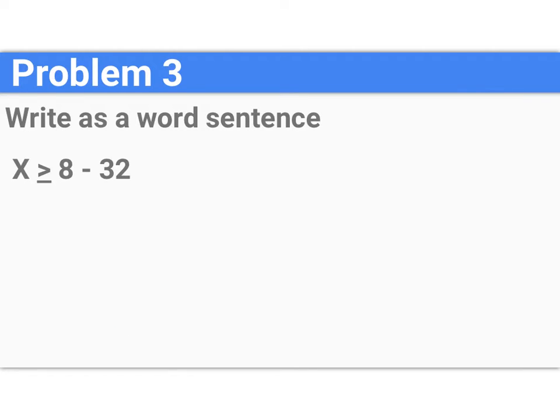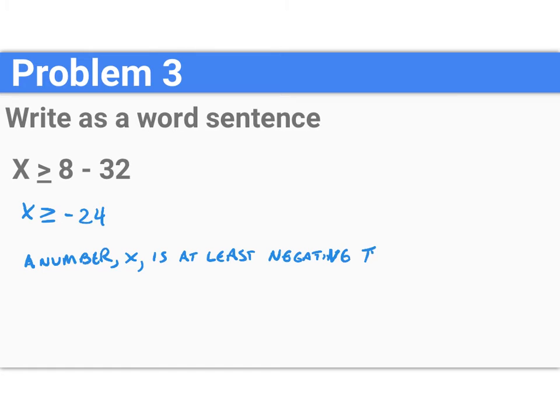So write as a word sentence. So what I'm going to do is simplify it. 8 minus 32 is negative 24. So a number x is at least, at the lowest amount, negative 24.